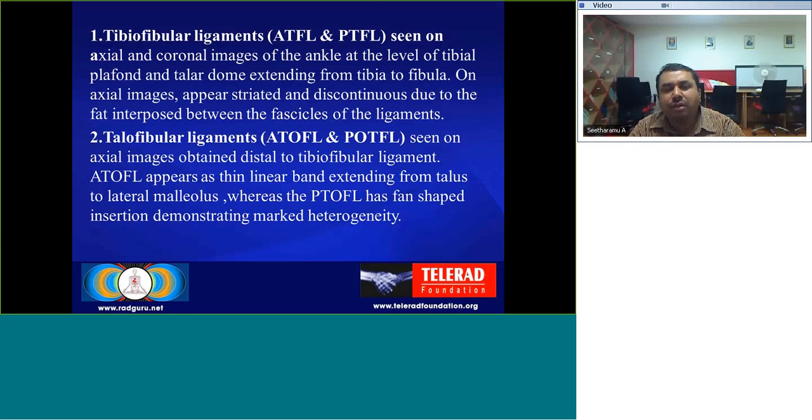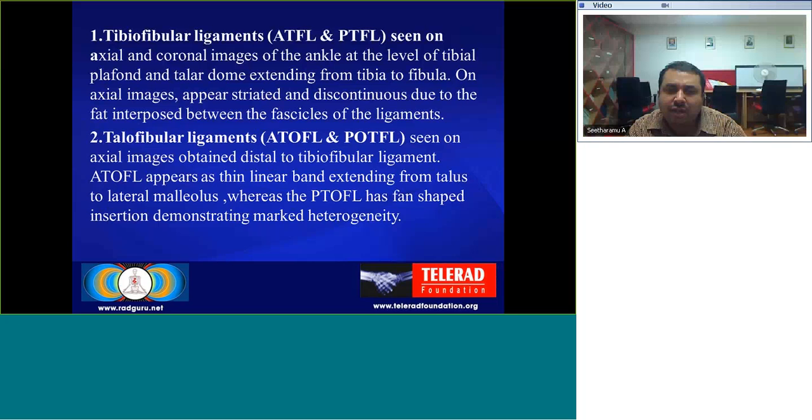Among the lateral group of ligaments, the tibiofibular ligaments are seen on the axial and coronal images of the ankle at the level of the tibial plafond and talar dome. They extend from the distal articular surfaces of the tibia and fibula. They appear striated and sometimes discontinuous because of the fat between the fascicles of the ligaments.